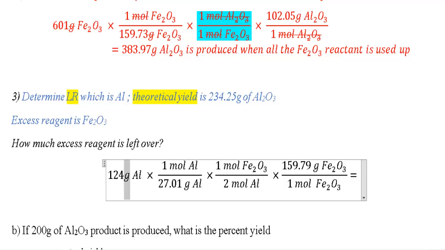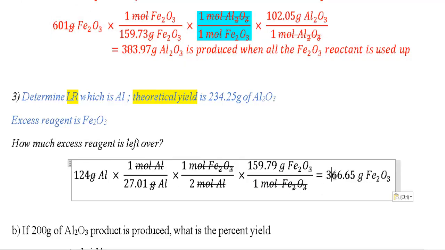So doing this calculation, always make sure your units cancel out. This is a great way to verify you're thinking in the right manner. So the grams cancel, moles of Al cancel out with moles of Al, moles of Fe2O3 are going to cancel out with the moles of Fe2O3, and you're left with grams of Fe2O3. So I get 366.65 grams of Fe2O3. This is the amount that reacts with your Al.